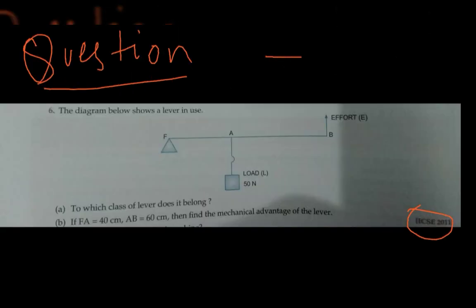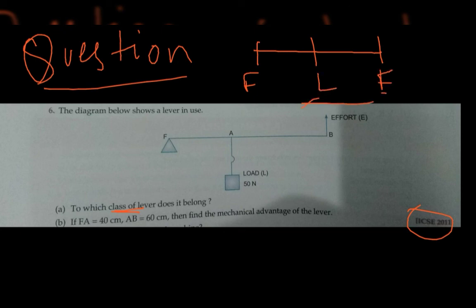We can see how to solve such a question when it asks the class of the lever, meaning first, second, or third kind. You always draw one line and draw three spots. Start from the left: F. In the middle, L. At the side, E. If you read it backwards, this is elf. So what kind of lever is it? This is the second kind. Now it has said FA is 40, AB is 60. So this is 40, this is 60. You have to find the mechanical advantage.